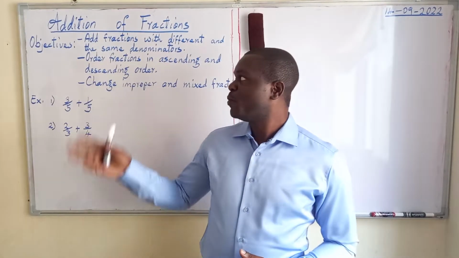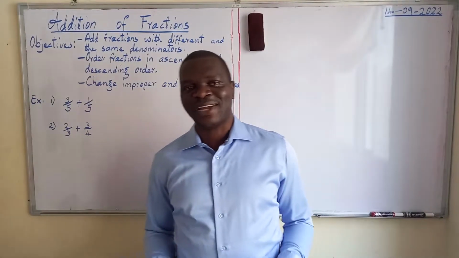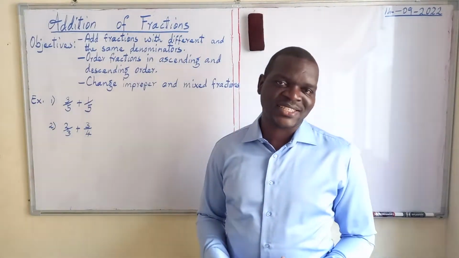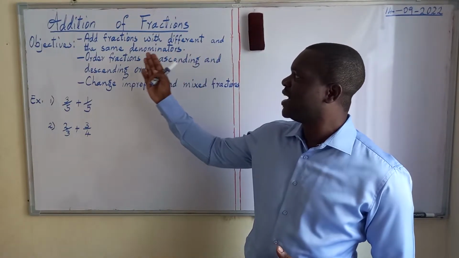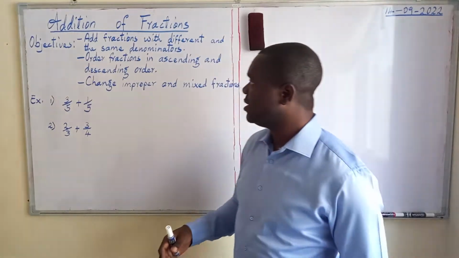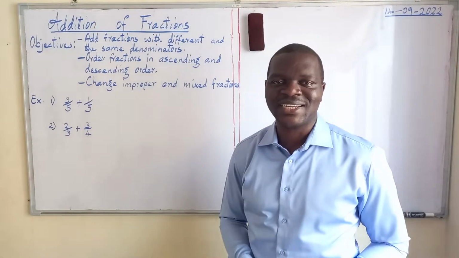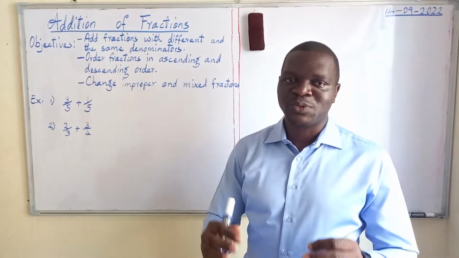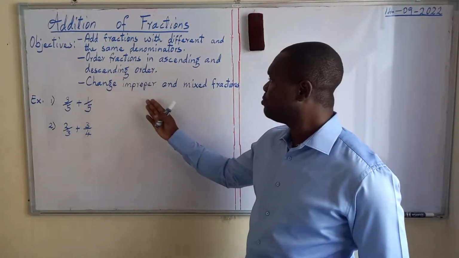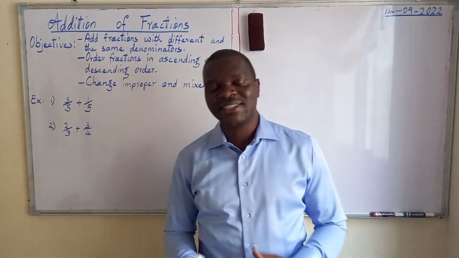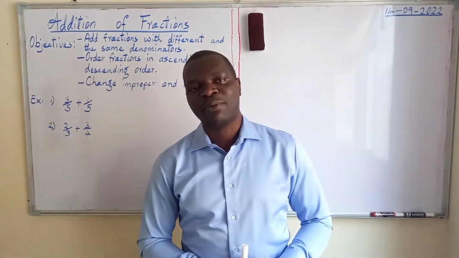And today, we are looking at addition of fractions. Before we go into addition of fractions, what are our objectives? First, we should be able to add fractions with different and the same denominators. Secondly, we should be able to order fractions in ascending and descending order. And lastly, we should be able to change improper and mixed fractions, that is, changing improper to mixed fractions and mixed fractions to improper fractions.